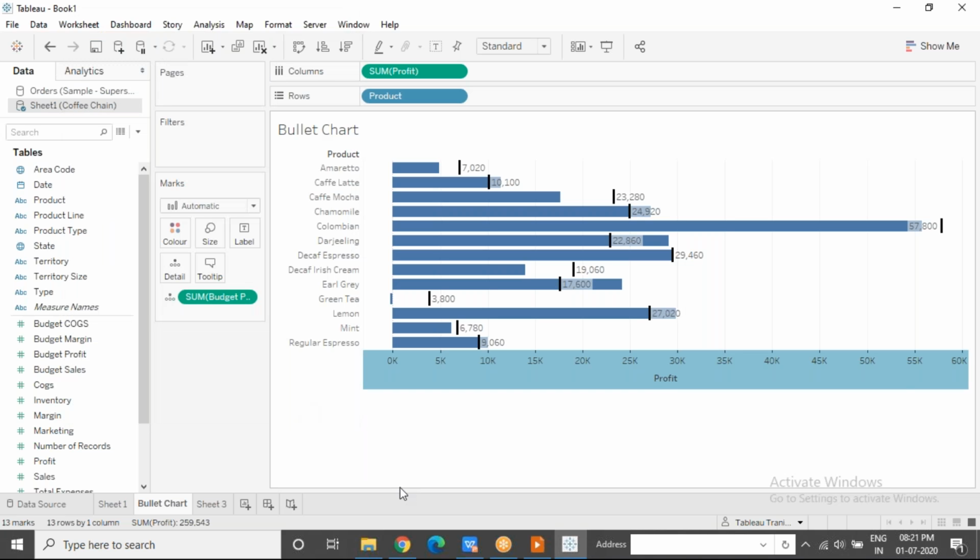Now, when you look at this graph and when you try to read the graph, what do you understand from it? If I ask you, the first product, Amaretto, did it reach the target or not? Did it reach the target?